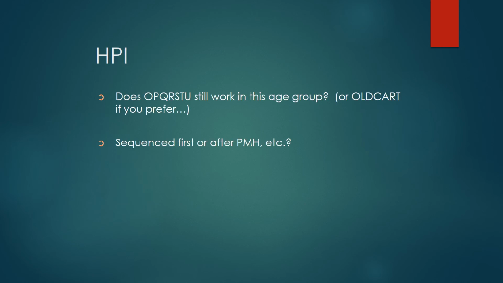So for HPI, I do think that either OLD CARTS or OPQ RSTU still work very well in this age group. Again, you're going to have to very specifically ask them about those things. I always do this first before I review their past medical history. Some folks like to review the past medical history because they feel it provides a context for these symptoms. I prefer to get the HPI and find out what they think is going on first. Then I go back and I try to compare it to what other folks have suggested for their history.